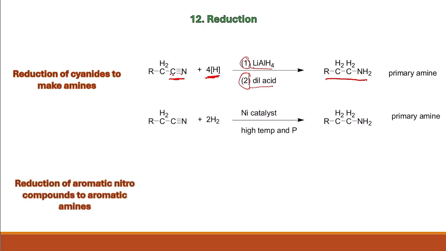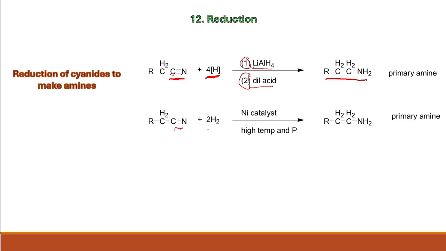Another example is that cyanide can also be reduced using hydrogen molecule with a nickel catalyst under high temperature and pressure, which will give you the exact same product, the primary amine. This reaction is preferred in industry because lithium aluminum hydride is quite expensive, and the use of the nickel catalyst and hydrogen is cheaper than using lithium aluminum hydride.